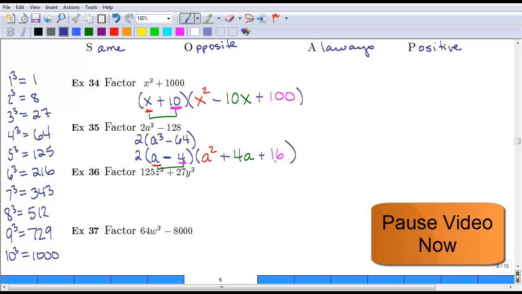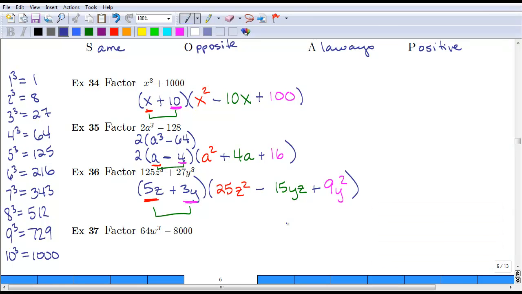So I'd like you to pause the video at this point, see if you can try example 36, and then resume the video when you've finished. So in this case, there's no common factors between 125 and 27, so we can go straight to the formula. We take the cube root of 125z cubed, which is 5z. Then we take the cube root of 27y cubed, which is 3y.